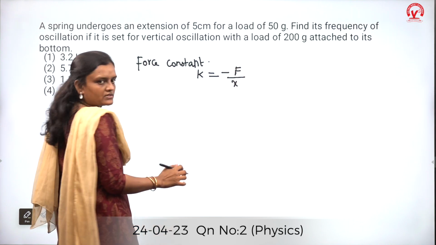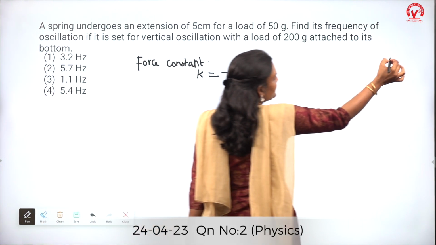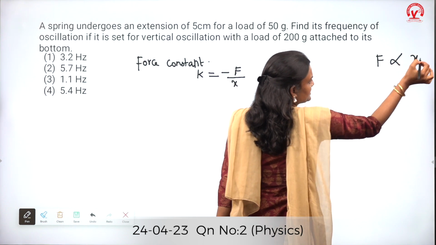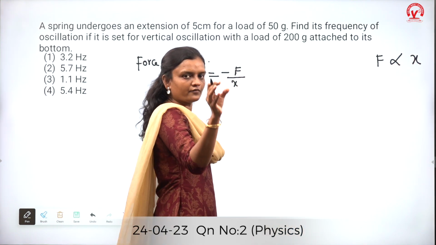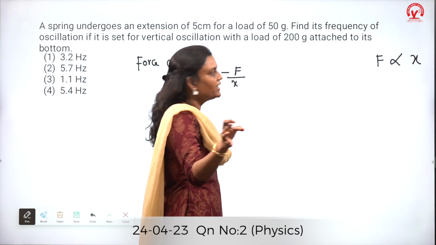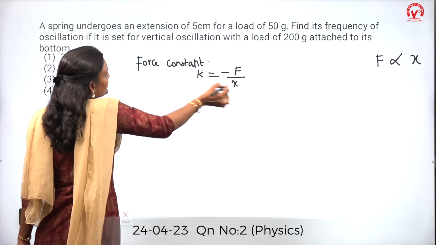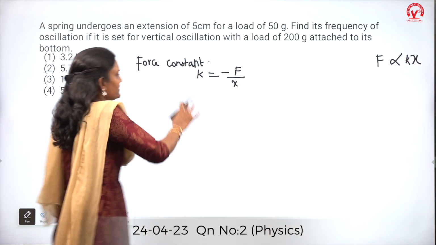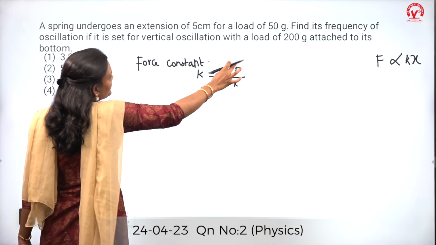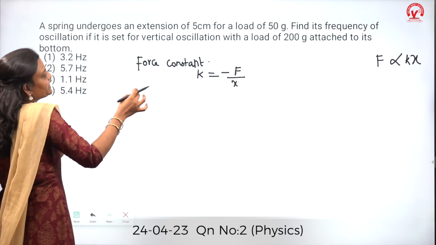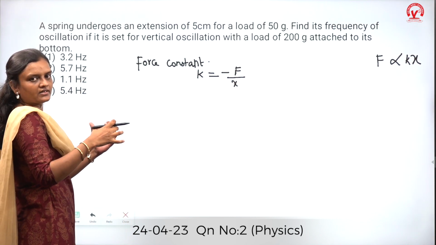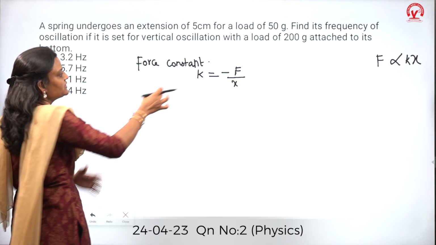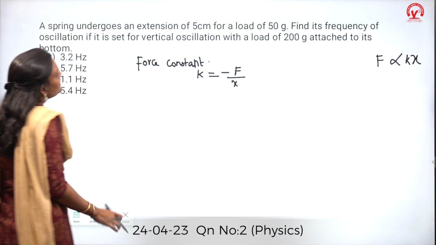F is force. We know force is directly proportional to X, that is the distance. If you apply force, the object moves, and I am representing the constant value here as K. So K is equal to minus F by X. It is moving in the opposite direction: force acts in one direction and the object moves in another, so there is a negative sign.